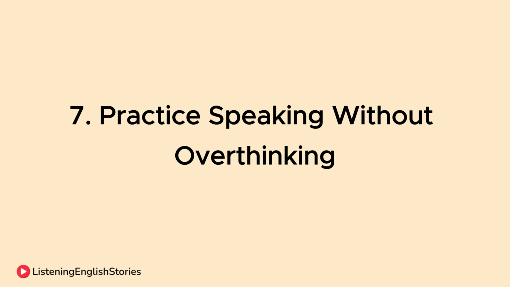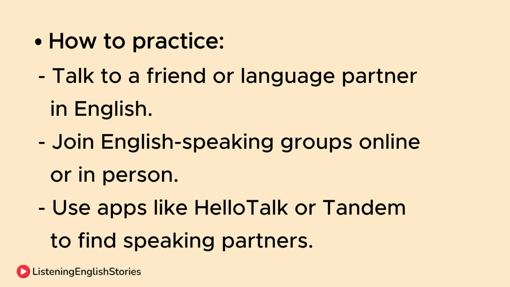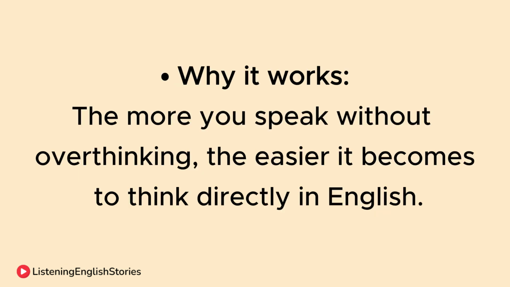7. Practice speaking without overthinking. A big part of thinking in English is learning to trust yourself. Don't overanalyze or worry about making mistakes. How to practice? Talk to a friend or language partner in English. Join English-speaking groups online or in person. Use apps like HelloTalk or Tandem to find speaking partners. Why it works? The more you speak without overthinking, the easier it becomes to think directly in English.